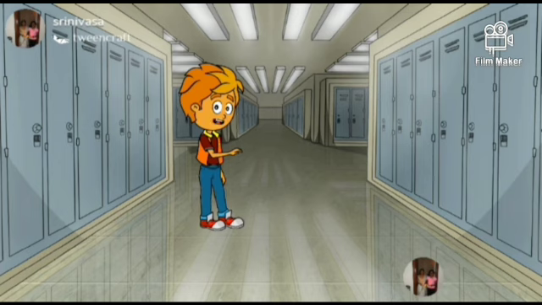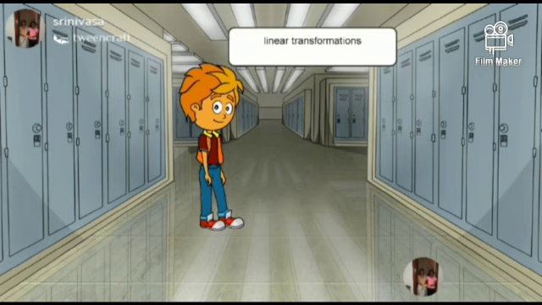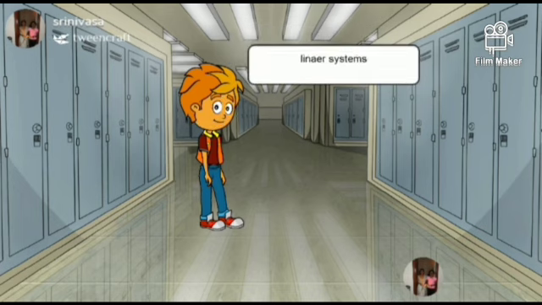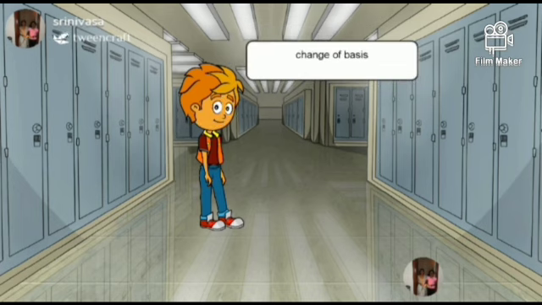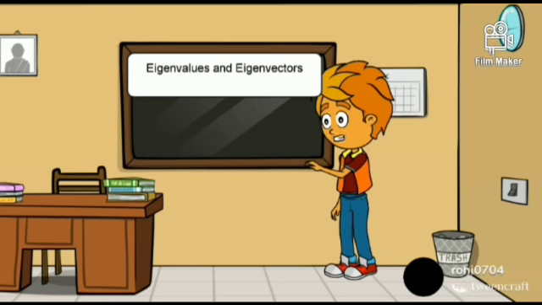The most important thing here is that you know how to think about matrices and linear transformations, but you must also be comfortable with things like determinants, linear systems, and change of basis. Now, let's get started with our lecture and get a clear understanding of eigenvalues and eigenvectors.